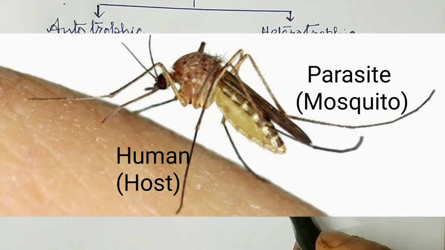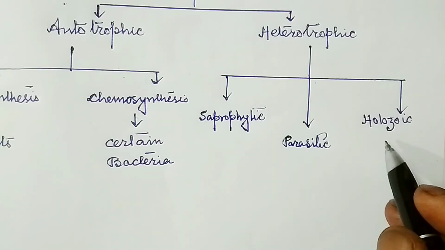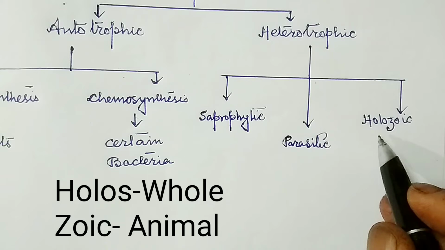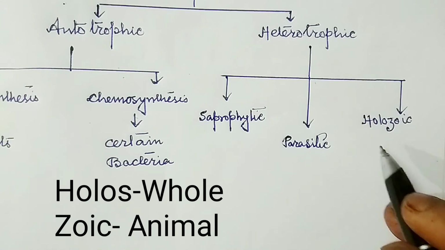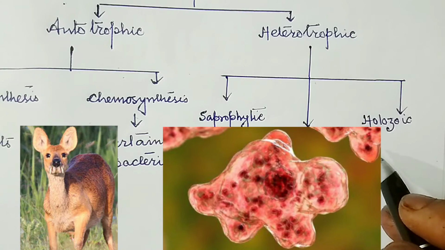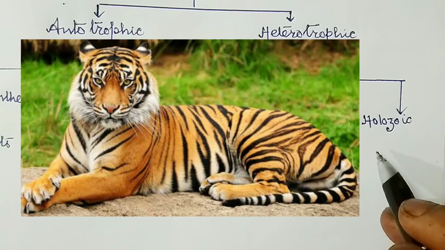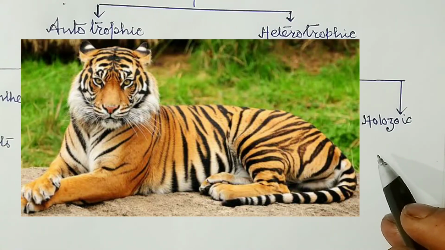These are all parasites. And the last one is the holozoic mode of nutrition. The word holozoic is derived from two Greek words. Holos meaning whole and zoic meaning animal. Thus, holozoic nutrition can be defined as the feeding of complex organic matter by ingestion, which is subsequently digested and absorbed. Organisms like amoeba, paramecium, frog, humans, all are holozoic because they take complex food, and with the help of enzymes, they break it into smaller components, and then only these organisms can obtain their nutrients.